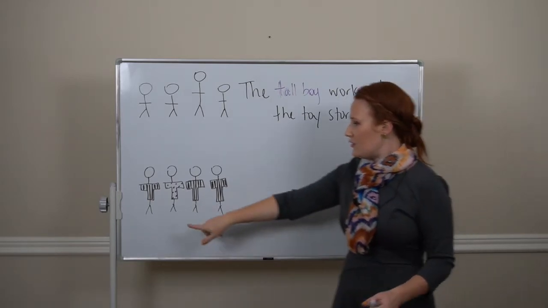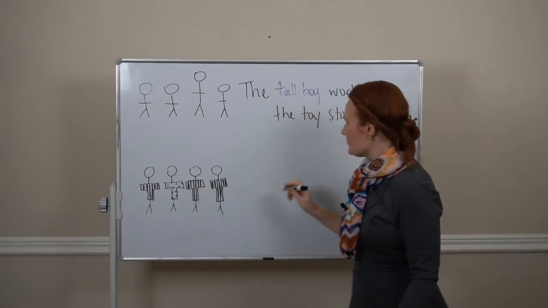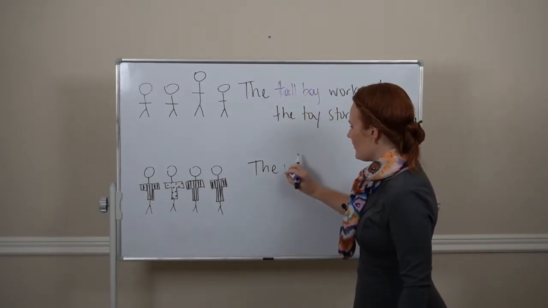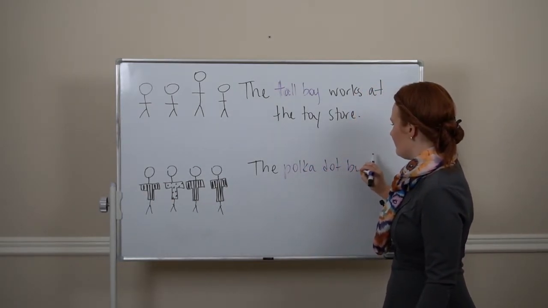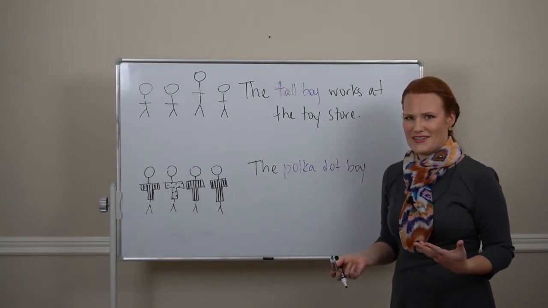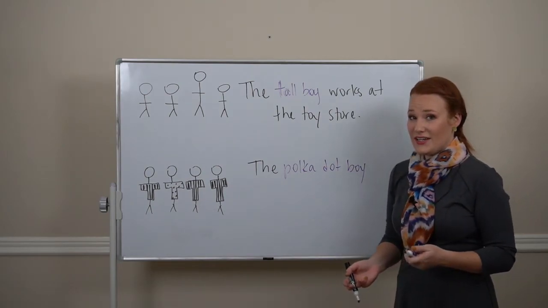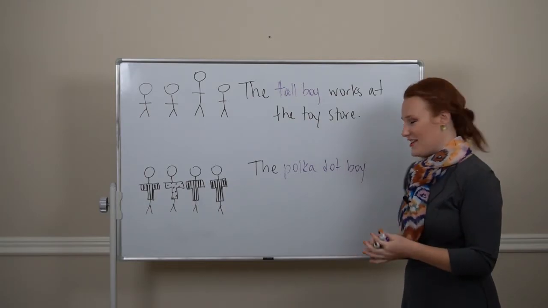Easy peasy, right? We've done that already. But if I want to tell you about this guy, what could I call him? I can't say the polka dot boy. He isn't polka dots. The shirt is polka dots. So this isn't going to work. Instead, we're going to use a relative clause. So let me show you how that works.